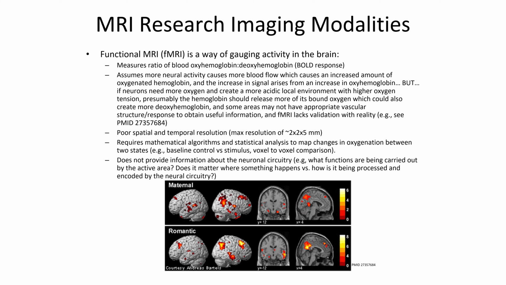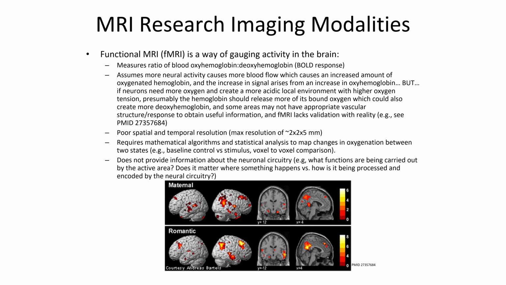All of this can be reviewed in several research articles, one of which actually shows that the statistical techniques that were used for many years to evaluate whether an activity in a certain area was significant compared to control were flawed, and it invalidated a lot of research that had been done in this. It also has poor spatial and temporal resolution, the spatial resolution being several millimeters. And it also doesn't really tell us anything interesting about the circuitry that's going on.